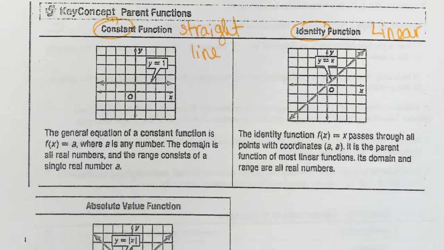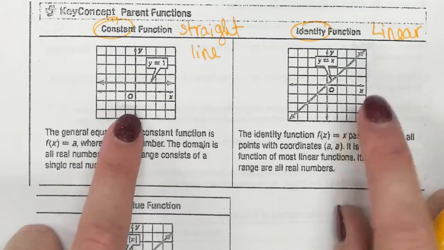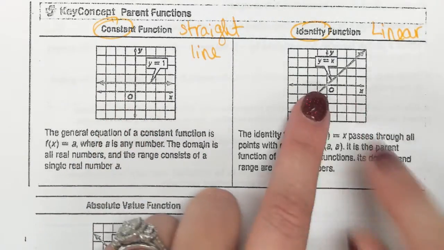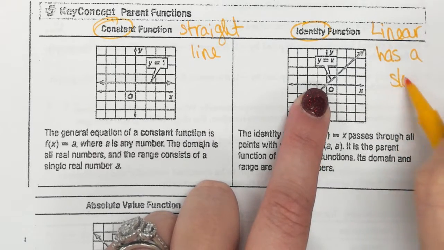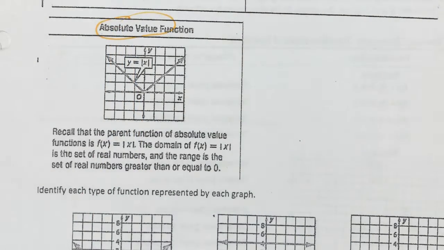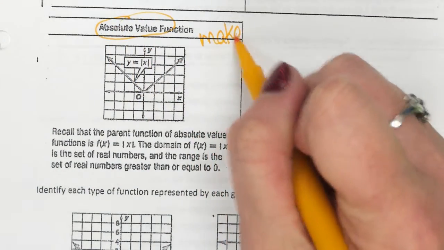Linear. Very good. Alright, so what's the difference between a constant and an identity or a linear function? Which one's got the slope? The identity, the linear one, right? So this one has a slope. It's at a diagonal. Alright, what about this one? Absolute value. How do you know it's an absolute value? What's it look like? There you go. Makes a V.